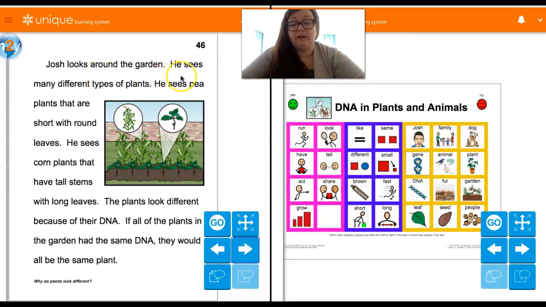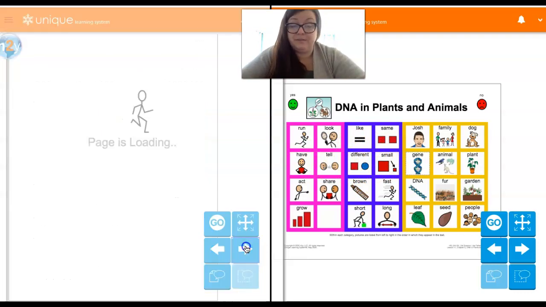Josh looks around the garden. He sees many different types of plants. He sees pea plants that are short with round leaves. He sees corn plants that have tall stems with long leaves. The plants look different because of their DNA. If all of the plants in the garden had the same DNA, they would all be the same plant. So why do these plants look so different? Because they have different DNA. They're not the same. They don't have the same boss in their cells.